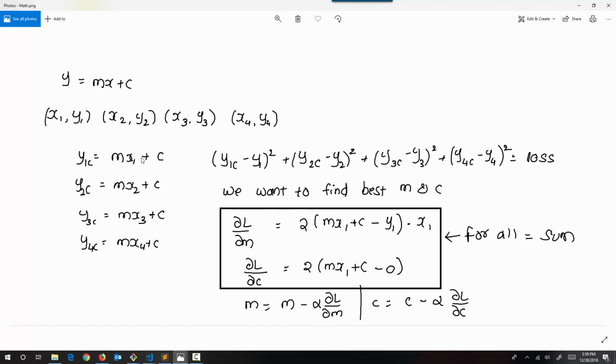Basically x1 we know, and y1 we know. The only way that we can change y1 calculated is by changing m and c. So how do we change m and c? What is the right value for m and c is the question now. That we can find using a concept called gradient descent, in which partial derivation is done with respect to m and c to find out what is the right value of m and c.